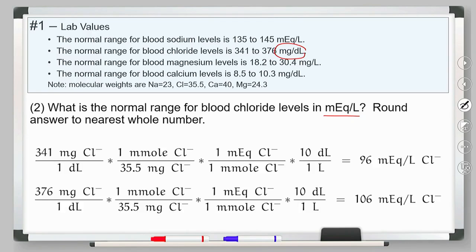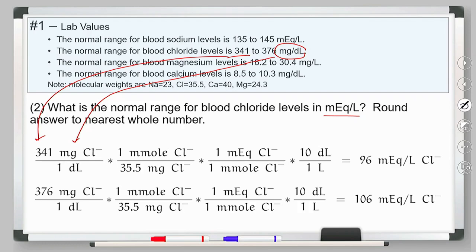So let's start with what we are here. On the low end here, the 341 comes here. And remember, the units we're starting with are milligrams per deciliter. So 341 milligrams per deciliter. We want to get milligrams to milliequivalents, but what do we have to go to first? We go from milligrams to what? Millimoles, and then from millimoles to milliequivalents. So there are going to be two steps in this conversion.